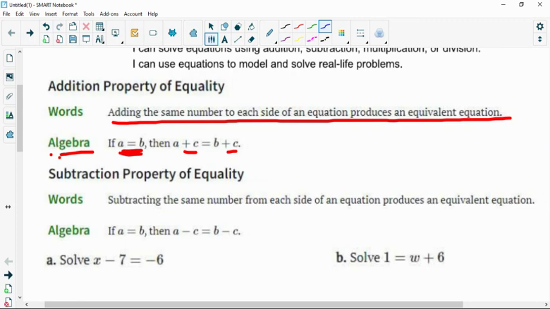Next, the subtraction property of equality. Subtracting the same number from each side of an equation produces an equivalent equation. Every time we complete a step to solving an equation, it is creating a new yet equivalent equation. The numbers might look different, but no matter what, it's still representing the same situation, and the left and the right side are equal to each other.